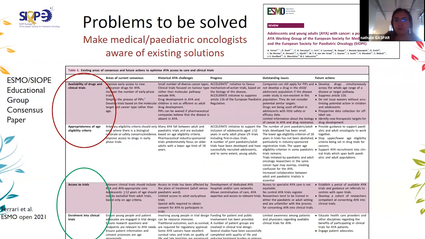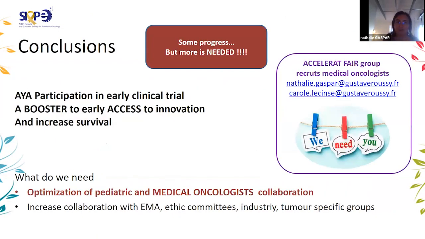But it needs to be not just a local initiative, it needs to be something that is embraced by everybody. And this is why this part on clinical trials has also been stressed in the position paper of the ESMO AYA educational group. And in conclusion, we have made some progress. We need more progress, and what we need is really a collaboration between pediatric and medical oncologists.